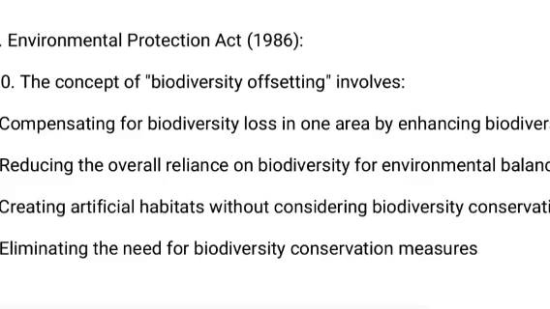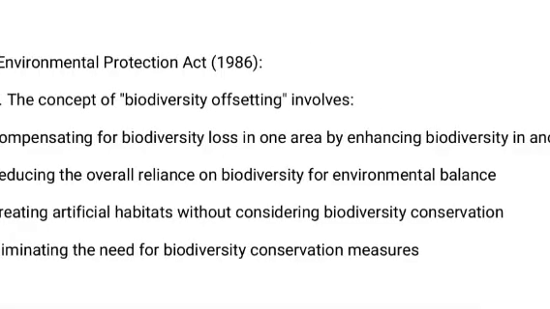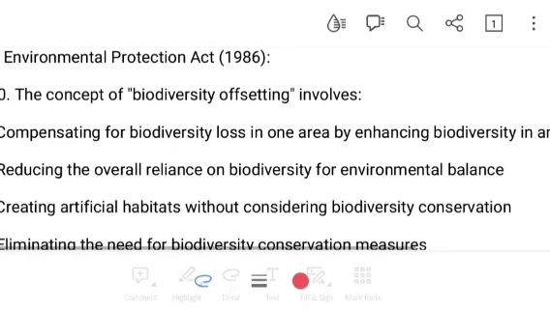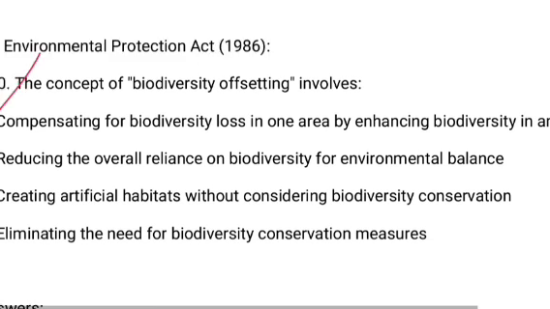Next, Environmental Protection Act 1986. It says the concept of biodiversity offsetting involves what? Compensating for biodiversity loss in one area by enhancing biodiversity in another, reducing the overall reliance on biodiversity for environmental balance, creating artificial habitats without considering biodiversity conservation, eliminating the need for biodiversity conservation measures. So it will be compensating for biodiversity loss in one area by enhancing biodiversity in another.